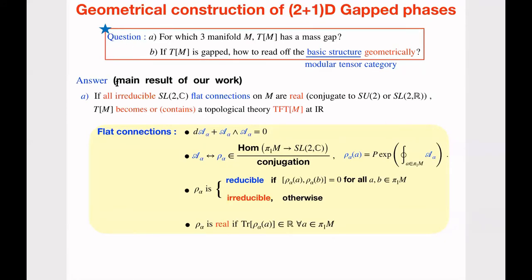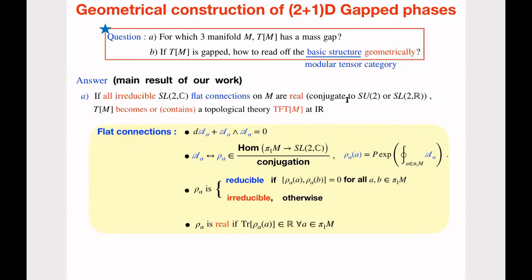So our claim is that if for a three manifold all the irreducible flat connections are real, meaning that all the flat connections are conjugate to SU2 or SL2R, then we claim that this 3D system is a topological theory. So if a three manifold satisfies this condition, then this 3D quantum system has a gap and becomes a topological theory, and then we can consider the associated topological quantum field theory associated with this three manifold. We call this the topological phase, TFT of M. This is a topological quantum field theory associated with the three manifold M, which satisfies these conditions.